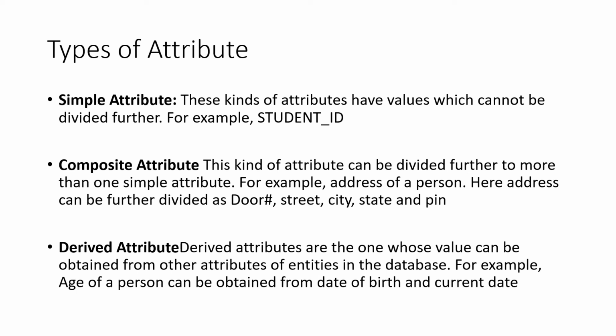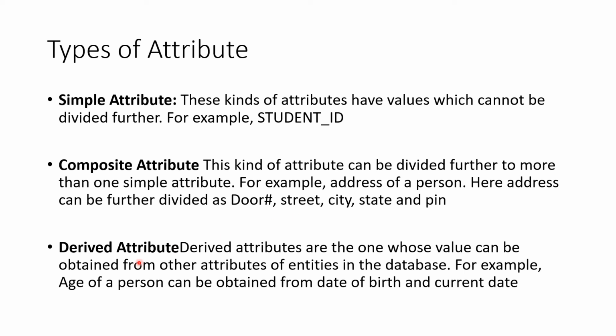So first is simple attribute, in which the attributes have values which cannot be divided further. For example, student's ID, student's roll number cannot be divided further. Then composite attribute, that we have seen just now. This kind of attribute can be divided further into more than one simple attribute. For example, address of a person. Here, address can be further divided as door number, street, city, state, and pin.